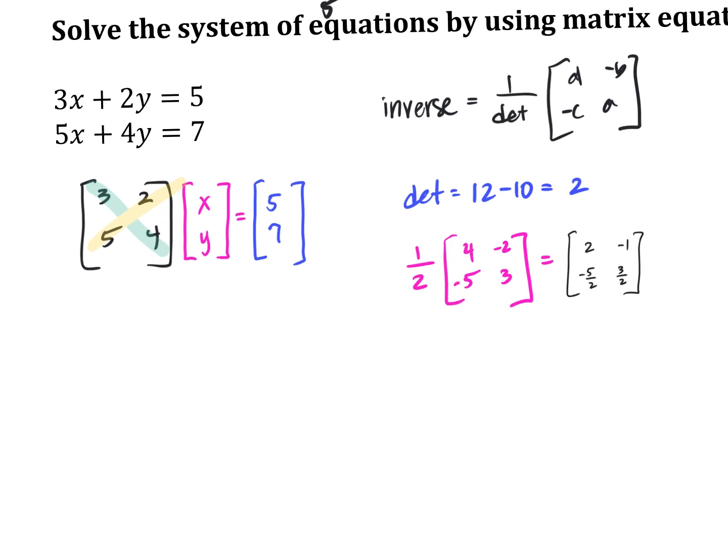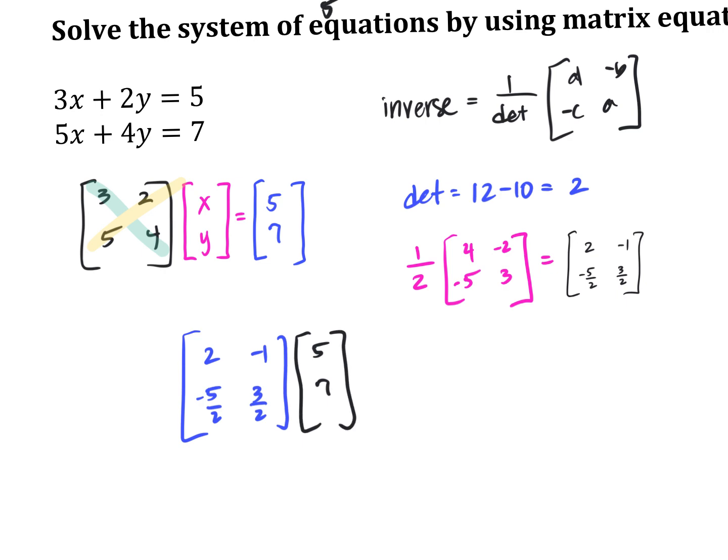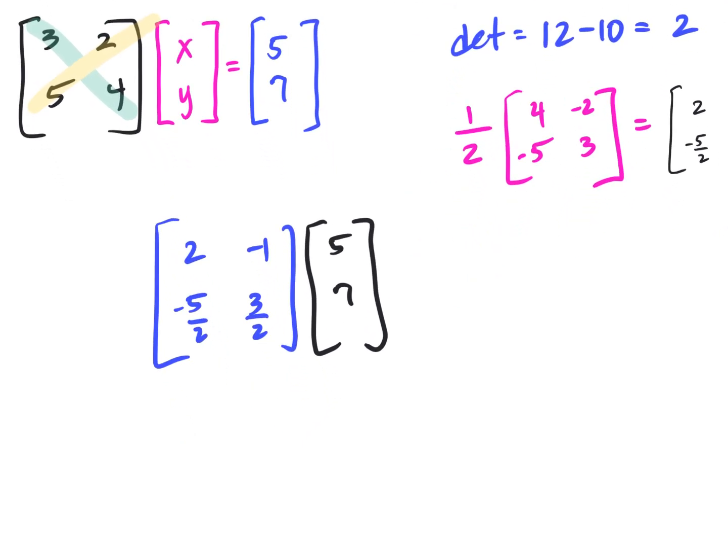All you have to do in order to solve for this matrix, and I know you're like, we've done so much, is take the inverse times the constants, and we're done. We've solved for our x and our y. That's the last step. You take your inverse, which we said was 2, -1, -5 halves, 3 halves, and multiply it by our constants, which were 5 and 7. Can we multiply them?